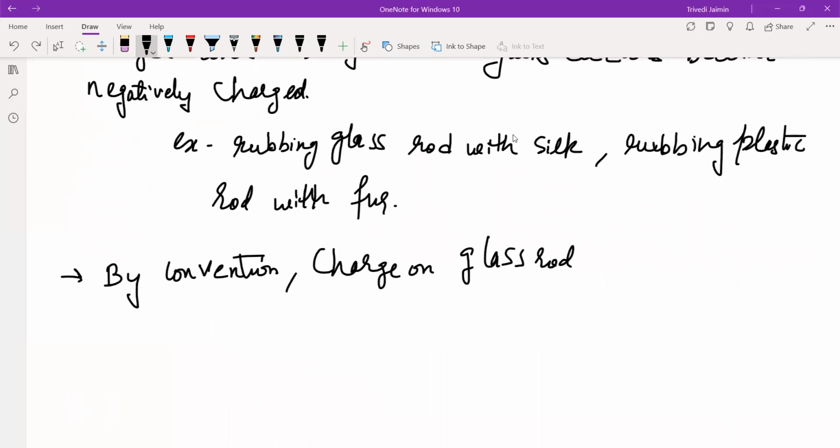Glass rod and fur is positive for our convenience. See, these things we are assuming that this is positive. Actually, it can be either case, the opposite also. But for our convention, we take the charge on glass rod and fur as positive.